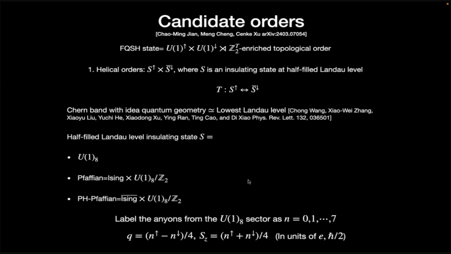The charge and spin here are given in units of electron charge and electron spin. So in this system, the minimal charge is 1/4 and the minimal spin is 1/4. And these fractional charges and fractional spins can give you the correct spin Hall conductance, that is 1/2. Okay, so these are the helical orders.